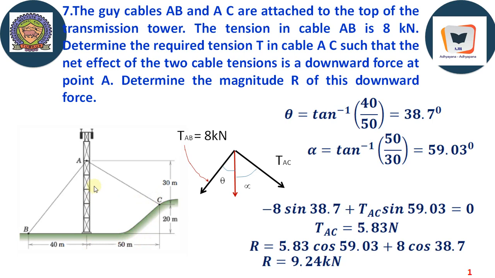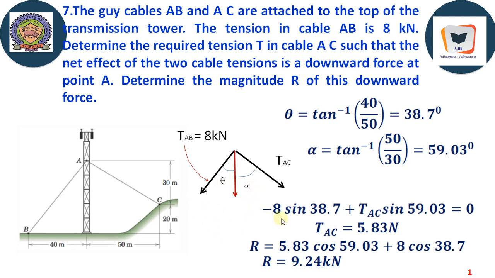meter, and the adjacent is from here till here, which is 30 meter, the height. So alpha is tan inverse of 50 by 30. We will get an angle of inclination of 59.03 degree. Therefore theta is 38.7 and this is 59.03. This problem reduces to the previous problem.